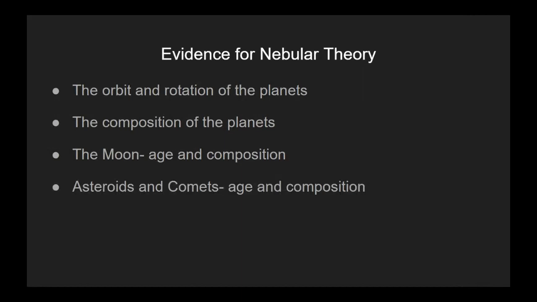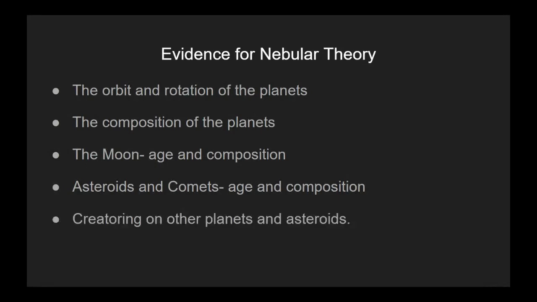Our next piece of evidence is the age and composition of asteroids and comets. So asteroids are pieces of rock that did not combine to form a planet as planets were being formed. And so when we find asteroids that we can actually take the age of, we find that they are the same age as the age of the solar system, which is 4.6 billion years old. They are also made from the same materials that most of the inner planets are made of, which supports that they were made at the same time from the same materials as the whole solar system was being formed.